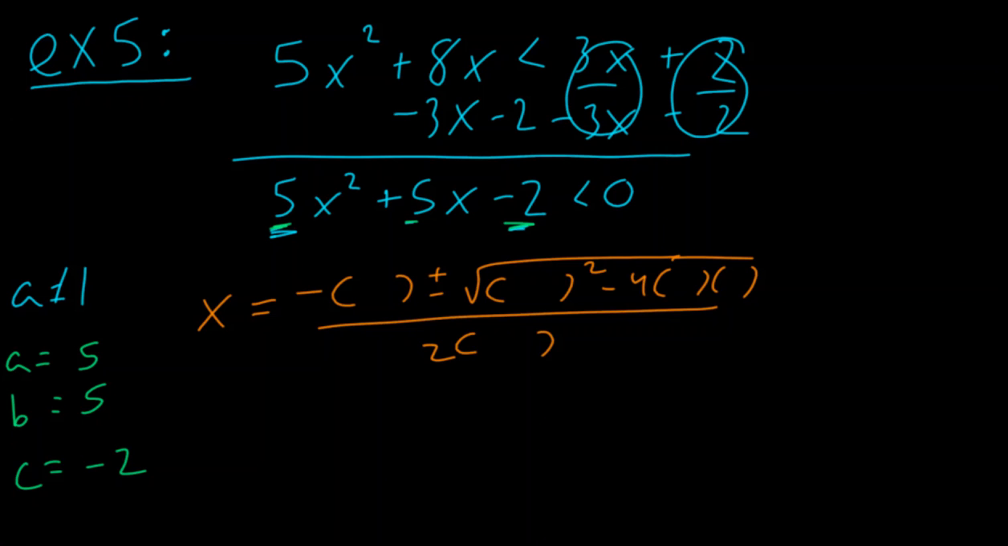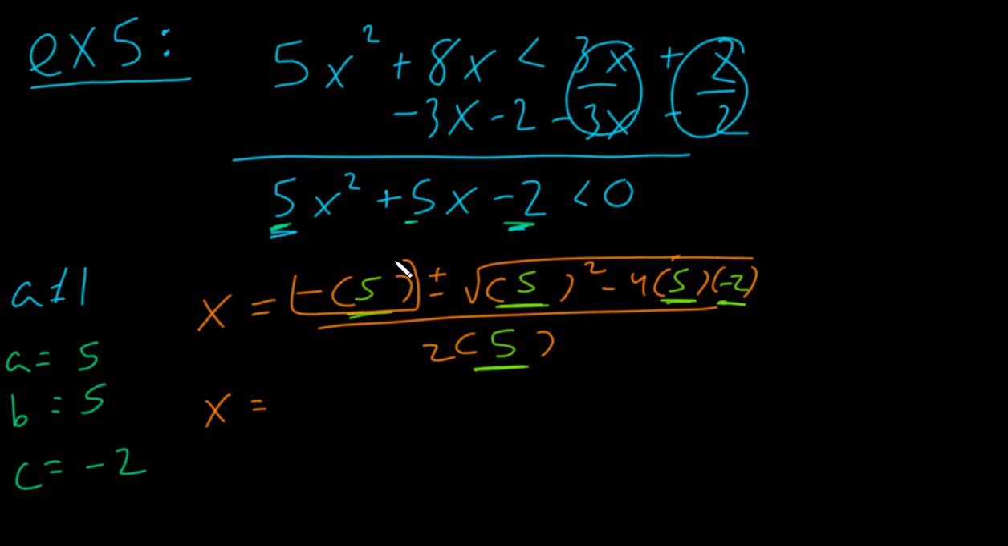Well, we know that everywhere we have our b terms, I'm going to put in a 5. Where my a term is, I'm going to put in a 5. Where my c term is, I put in a negative 2. And where my a term is, I put in a 5. Okay, and now we get to start simplifying.